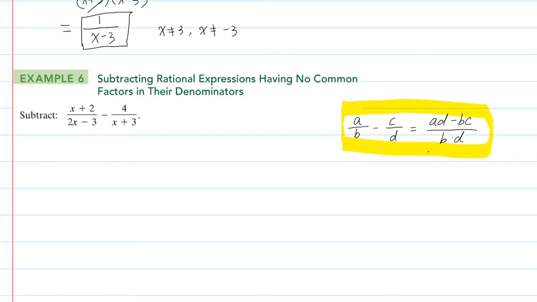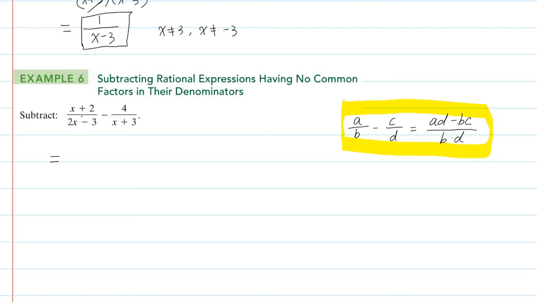So if I follow that formula right there, I can let A equal to x plus 2, B is equal to 2x minus 3. Then it almost looks like a cross multiply, right? That will be A multiplied by D minus B multiplied by C. Alright?